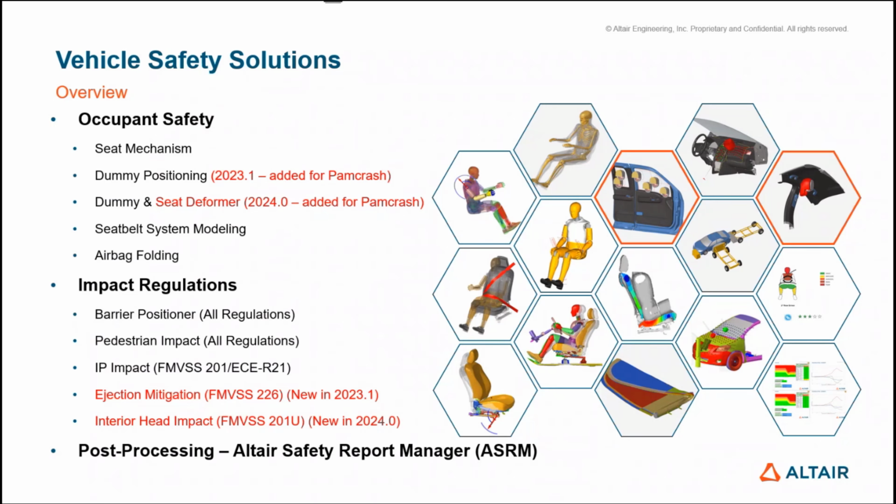And we have now added two additional tools: the ejection mitigation tool, which covers the regulation FMVSS 226, and the interior head impact tool for the regulation FMVSS 201U, added in the 2024 HyperMesh version. With those additions of new tools, and finally, I want to recall everyone also that on the post-processing side, we have the Altair Safety Report Manager, called ASRM, available on the marketplace, which is today the state of the art of post-processing functionality and tools that we should offer to the customers for crash and safety post-processing and reporting.